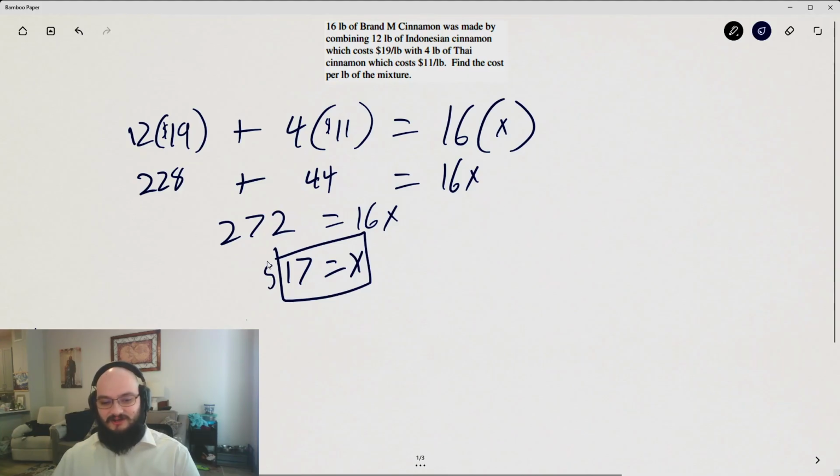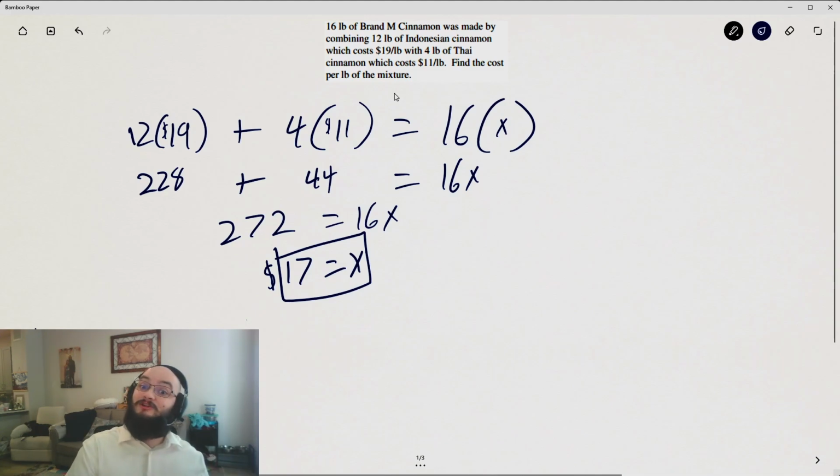Well, it's $17. We can't forget our unit. Our final mixture will cost $17, which makes sense, by the way. We're mixing $19 per pound with $11 per pound. We should come to an amount that's somewhere in between those. And we're mixing more of the $19 per pound than the $11 per pound, so we should be closer to the 19. So this answer does make sense. We are in between 19 and 11, and we are closer to the 19.